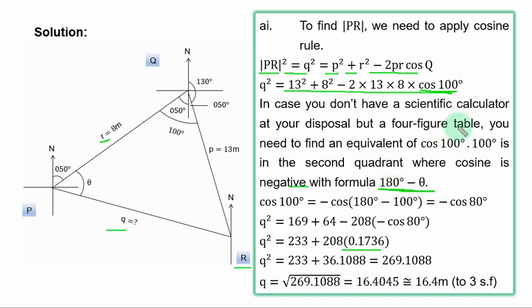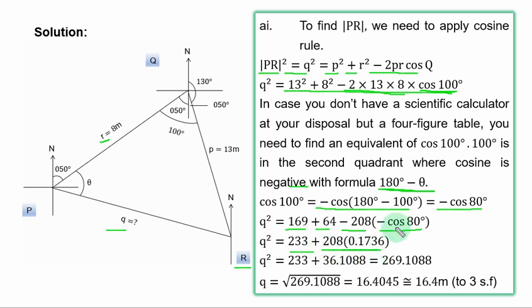So to get the equivalent of 100 degrees that you can check in the 4-figure table, you have to subtract the given angle from 180 degrees. And because cosine is negative in the second quadrant, you have to attach a negative sign, and you have minus cos 80 degrees, the equivalent of cos 100 degrees. You continue with the simplification. 13 squared is 169 plus 8 squared, 64, minus, if you multiply these three numbers, you have 208, then the equivalent of cos 100 degrees. If you add, you get this result. Minus times minus is plus, then you have it in this form.